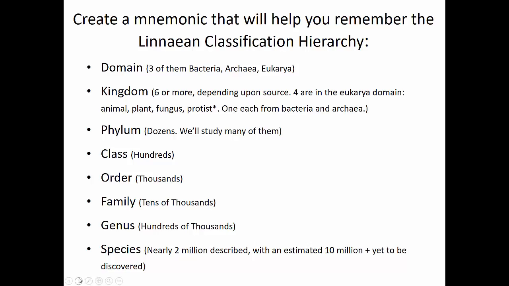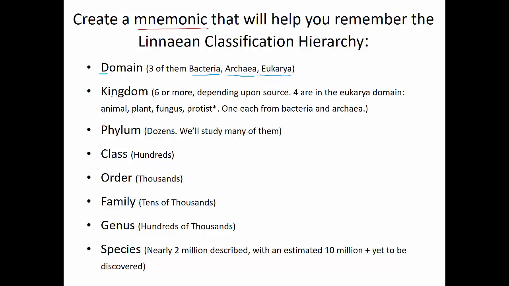The first thing that you should do is create a mnemonic that will help you remember the Linnaean classification hierarchy. It's called the Linnaean classification hierarchy because it was named after the scientist Linnaeus who came up with this. It's a classification system that we use for all organisms. We start with the domain, and there are three domains: bacteria, archaea, and eukarya. These are the largest parts of our classification system.